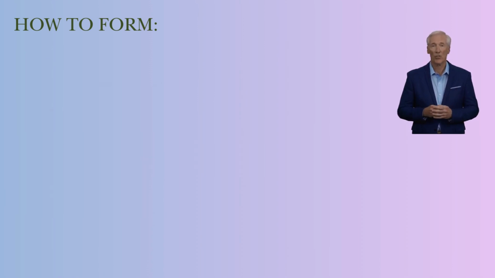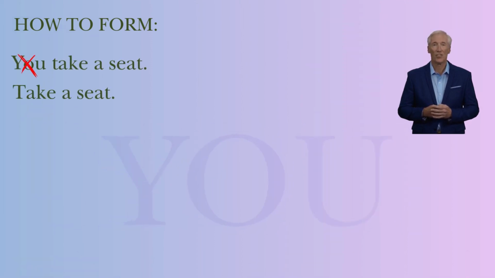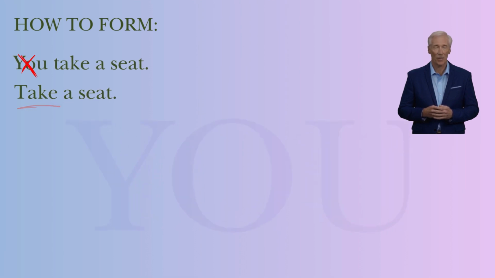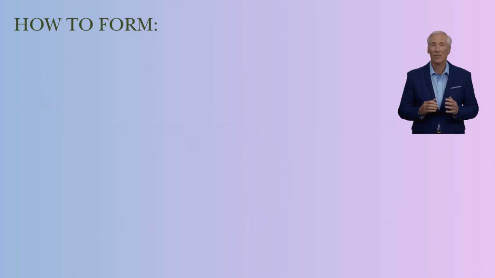Now you might be wondering, where is the subject? This is the magic part. In an imperative sentence, the subject is always the invisible you. We don't say, you take a seat. We just say, take a seat. The you is understood by everyone. It's like a secret ghost subject.